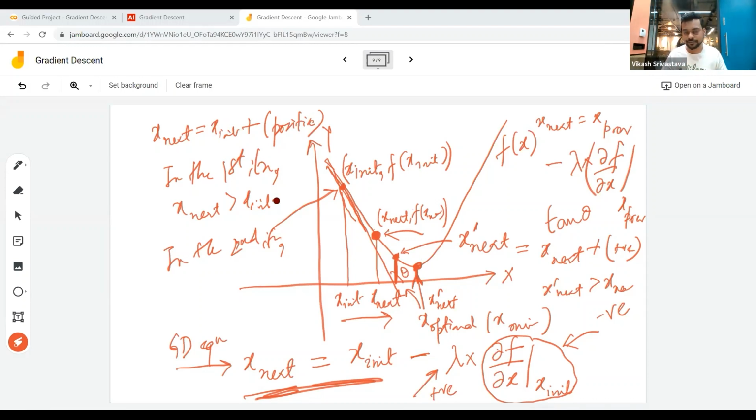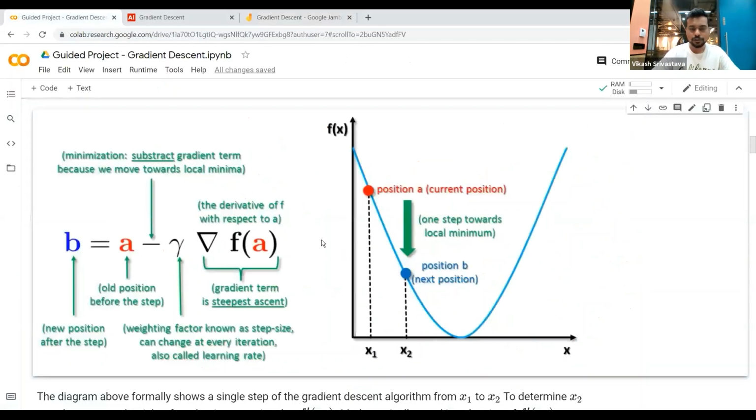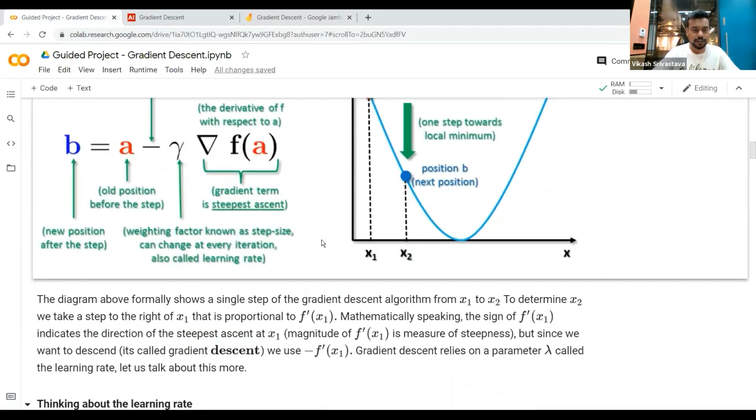convergence is achieved. Okay, so what is the meaning of convergence here? I'll tell you.